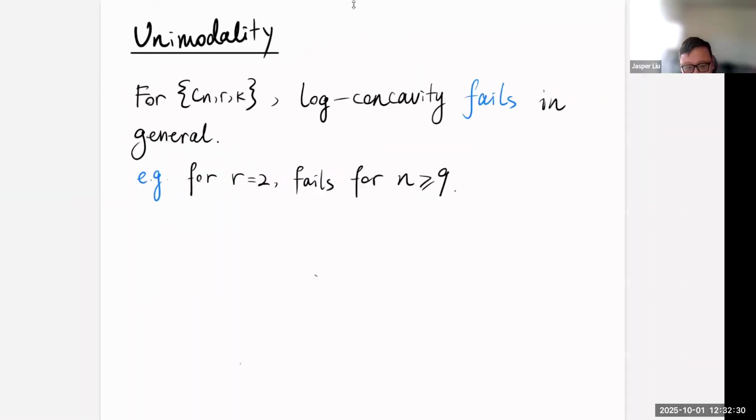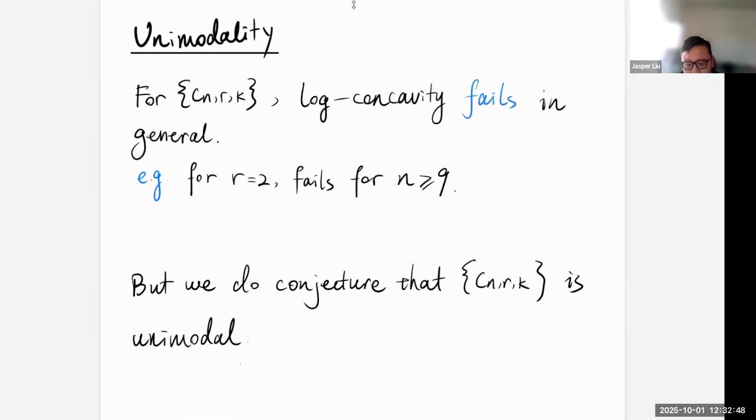And we were also pretty curious about what the distribution of C(n,r,k) will look like. But somehow the log concavity actually fails in general. So for example, when r equals 2, log concavity just fails for any n greater than or equal to 9. But we still do conjecture that C(n,r,k) is unimodal. That is, it is monotone increasing up to a point and then becomes monotone decreasing.